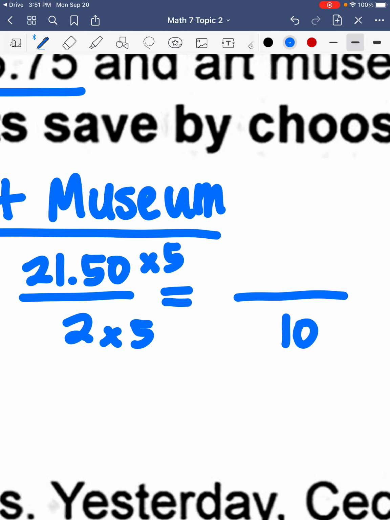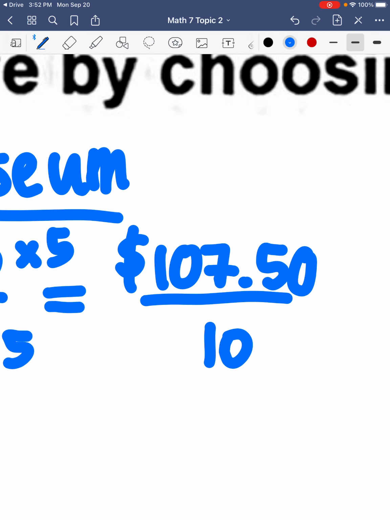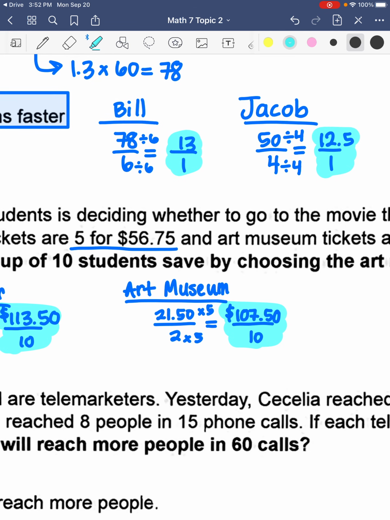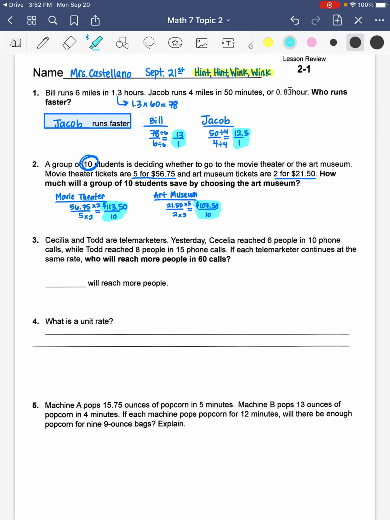So I'm going to put in my calculator 21.50 times 5, and I'm going to get 107.5. But we know we're talking about money, right? So it's really $107.50. So the group of 10 students goes to the art museum for $107.50.